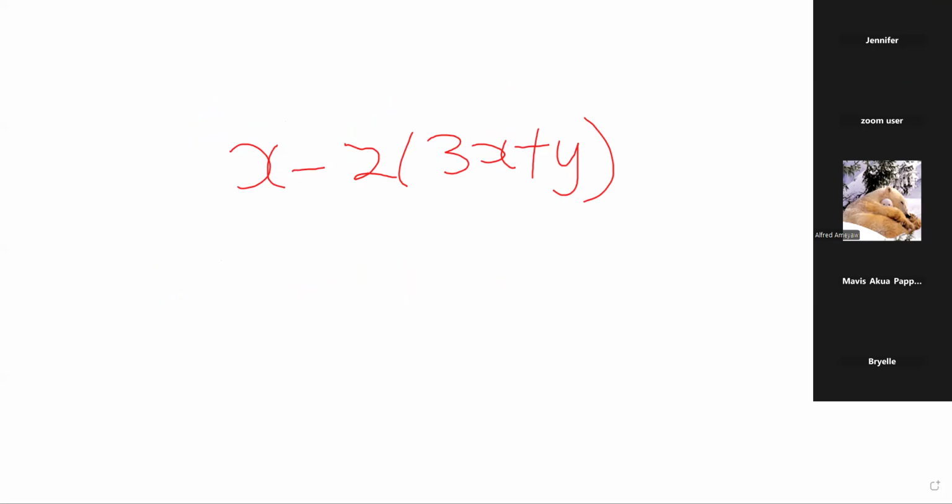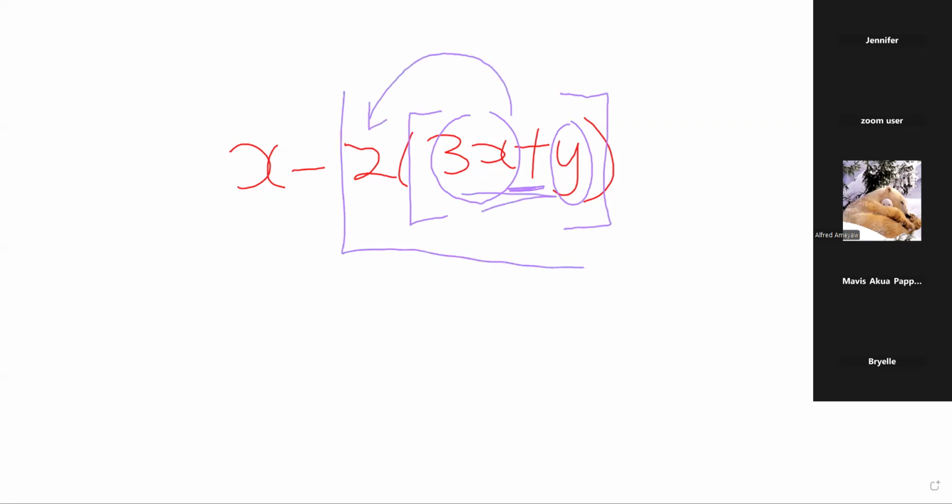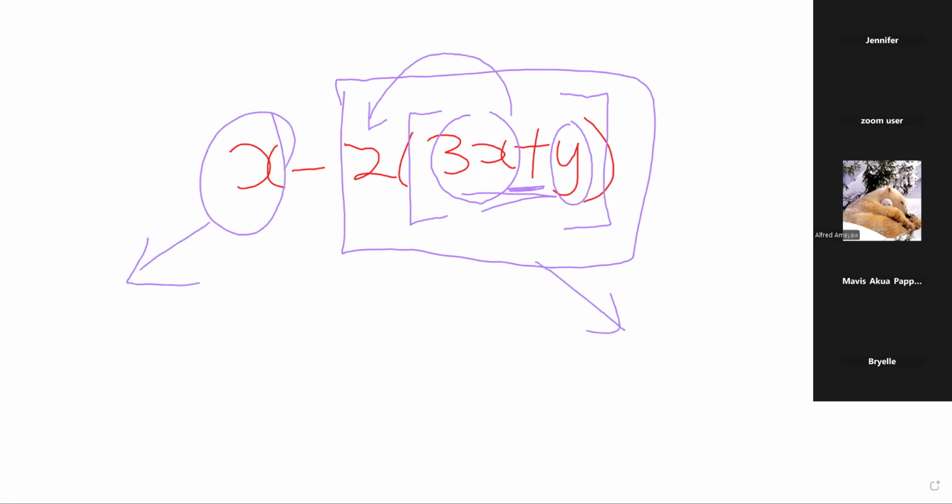So let's start from the bracket. We have plus here. That shows that 3x and y are 2 different terms inside a bracket. Is that okay? Now, once this is being multiplied by 2, this 2 terms becomes one term, because it's being multiplied by 2. And there's a minus sign which shows that x is a different term from this. So we have 2 terms in this expression. x is the first term, whereas the second term is 2 into bracket 3x plus y. There are 2 terms here.